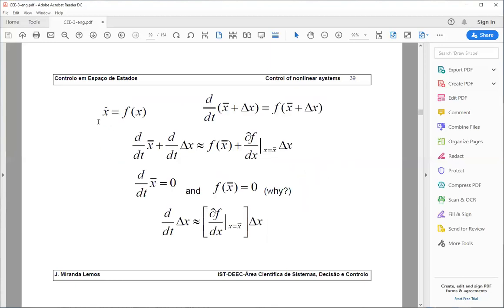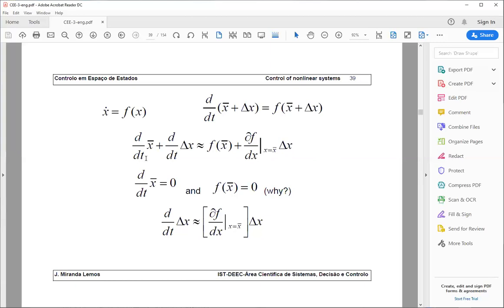So we start by writing the nonlinear state model x dot equal to f of x, and by remembering that x is given by x bar plus delta x, so the equilibrium plus the increment. And we replace this wherever x appears. Now, the derivative of the sum x bar plus delta x is the sum of the derivatives. And we are going to approximate f of x bar plus delta x by the first two terms of the Taylor expansion of f of x bar plus delta x around x bar.